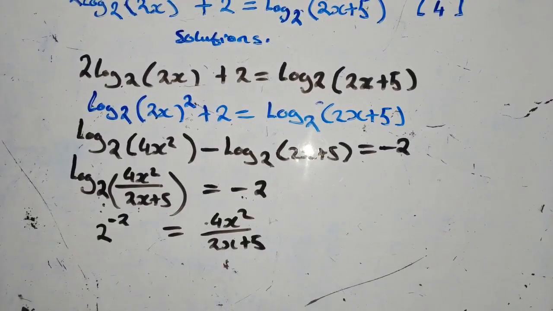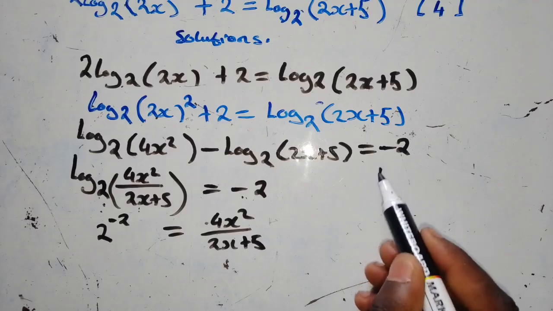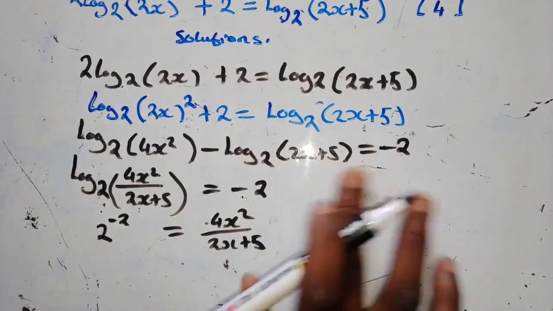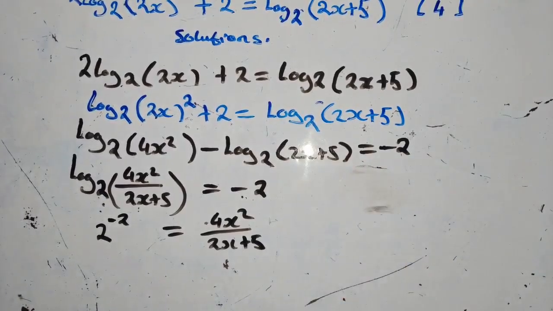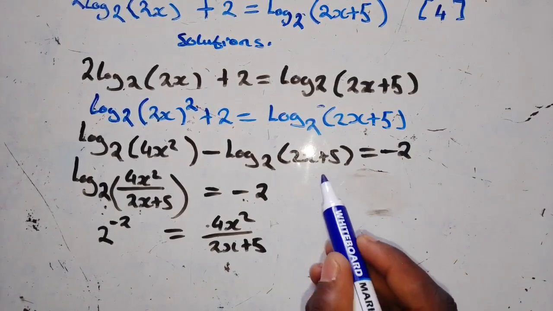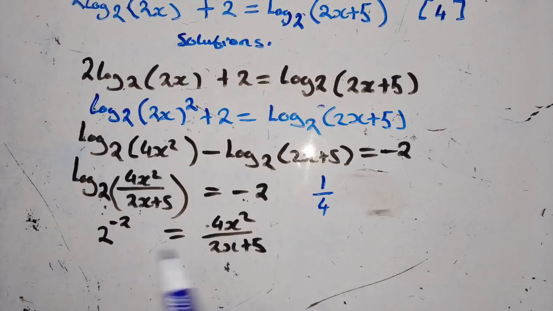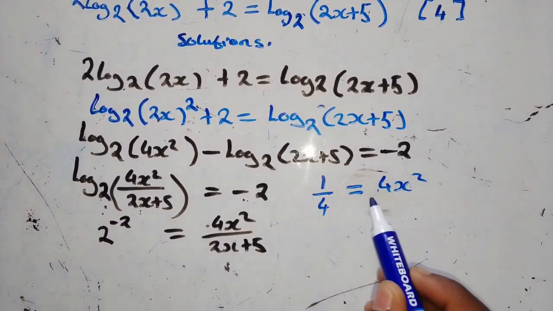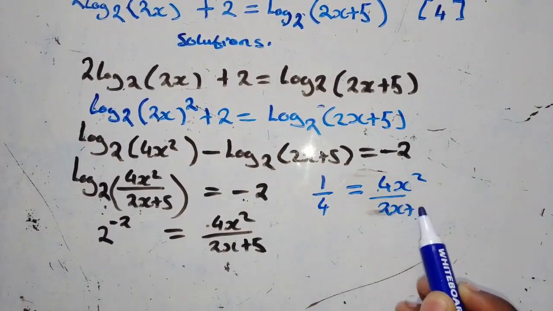We know that 2 to the power negative 2 means 1 over 2 multiplied by 2, and this will give us 1 over 4. So we can solve from this side. We're going to have 1 over 4 is equal to 4x² over 2x + 5.